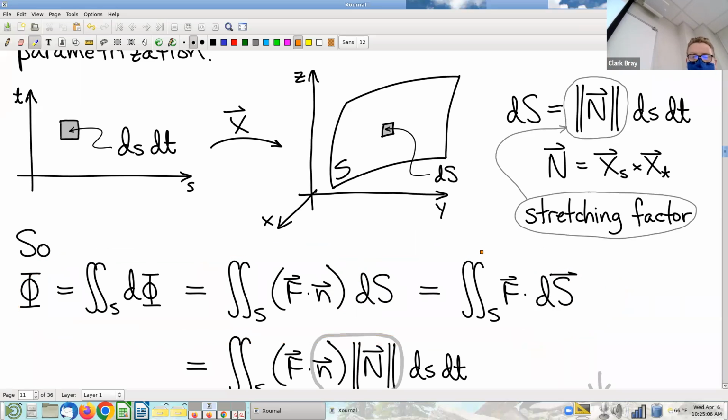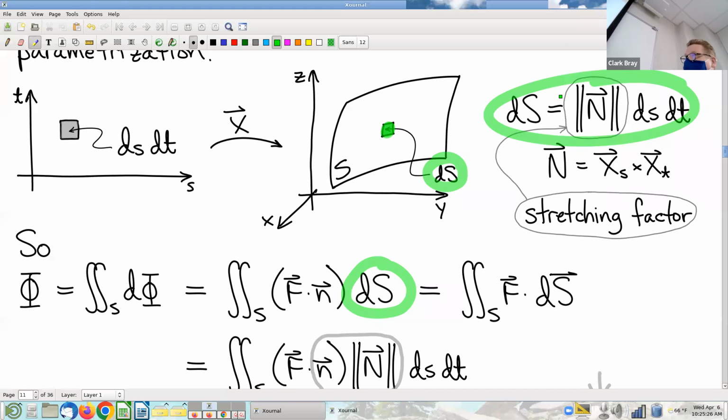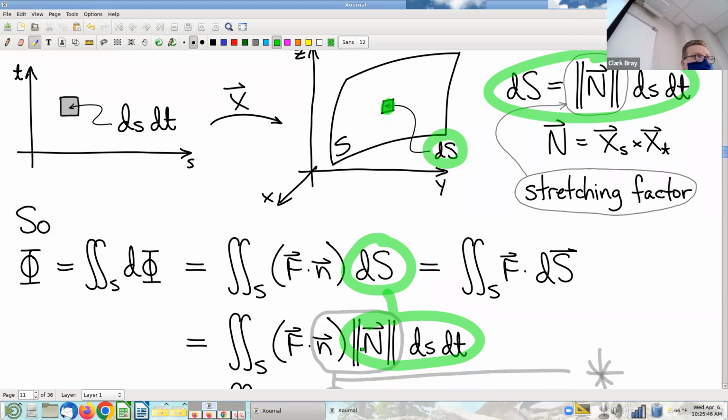Okay, so how do I compute this thing? Well, here's our familiar dS scalar. It's the same dS scalar that we were looking at when we were doing scalar surface integrals. It's just representing a piece of area on our surface. We know how to write that in terms of a parameterization. In other words, we know how to pull that back through a parameterization because we already did so for scalar surface integrals. And before that, we did that for just plain old area computations. Right, so our old friend right there. Everybody with me so far?